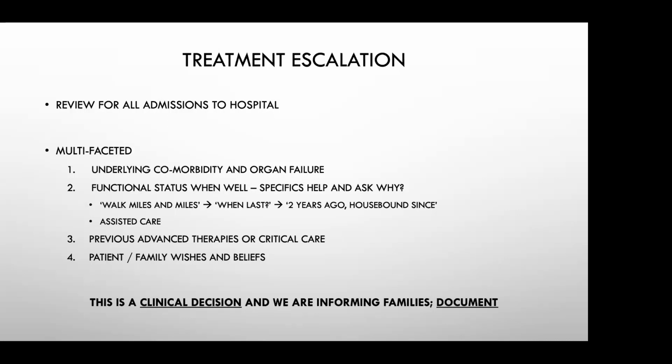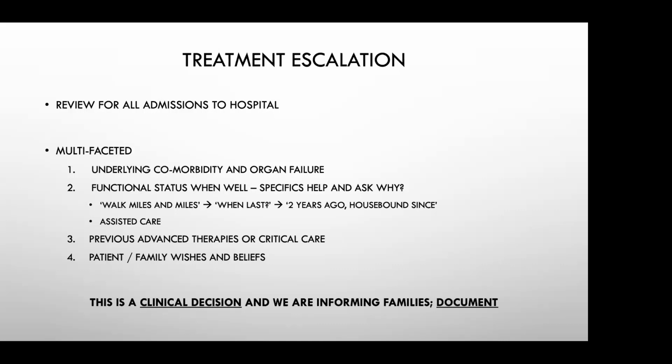The approach that I tend to take looks at a few things. So first of all, what are their underlying comorbidities, and what organs are already failing to some degree at present? And that does include things like dementia. The way that I tend to explain it to families is that it's not that we are being unfair for someone who's not cognitively intact.